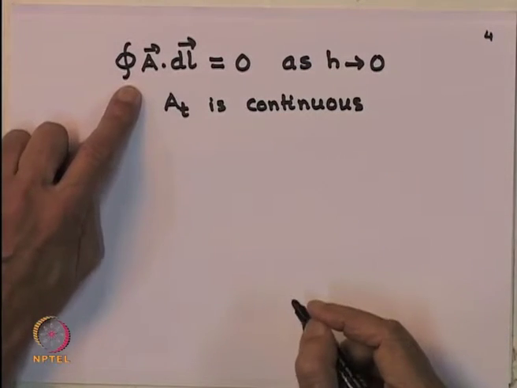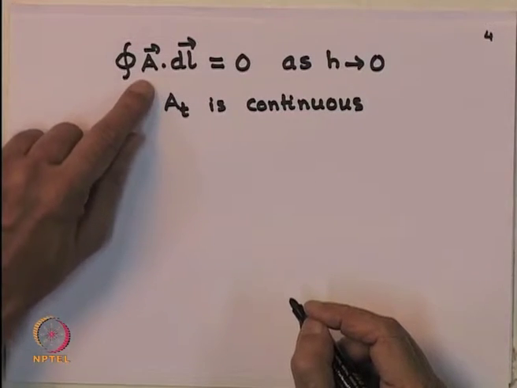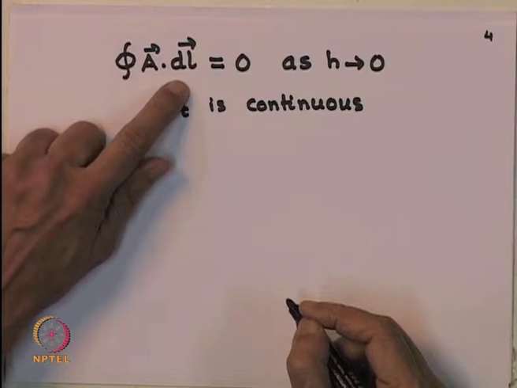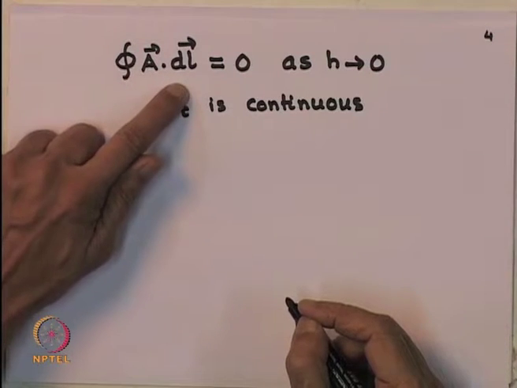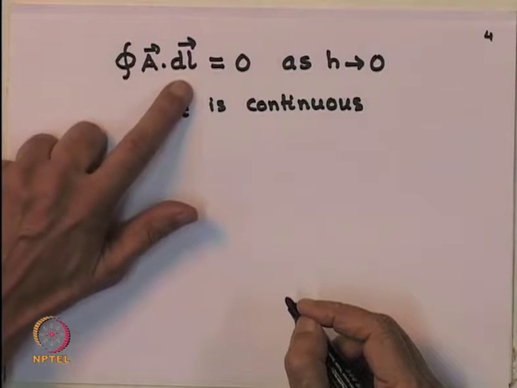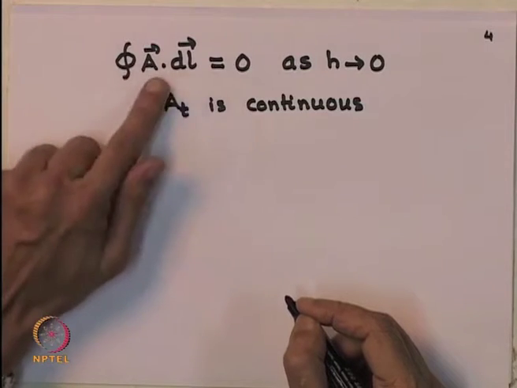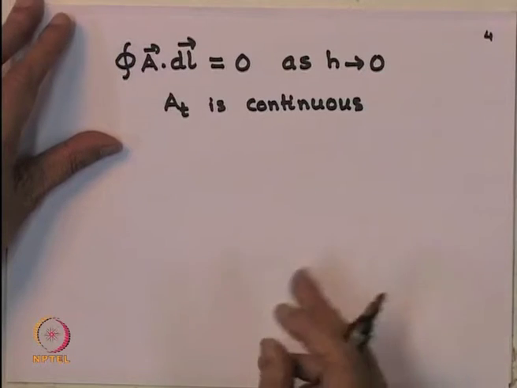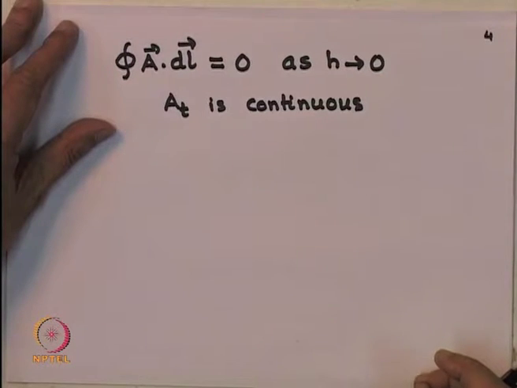Well, this actually is fairly straightforward, because I know that B is curl of A. So, the integral of curl A dot ds, which is the same as B dot ds, is equal to 0, and by using Stokes theorem, curl A dot ds is the same as the line integral of A dot dl. And since A dot dl is equal to 0, just as we had talked about for B dot dl from the Amperian loop, here as I take h going to 0, this will give me that A t, the tangential component, is continuous.